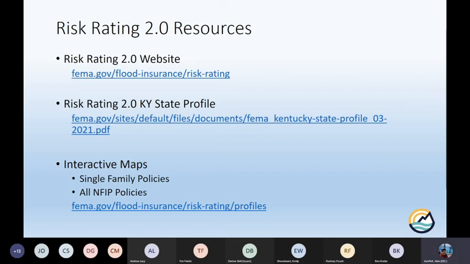FEMA has also posted some interactive maps that ASFPM has created. So you can look at single family policies or all of NFIP policies in your county and see, again, what kind of change you are expecting. So 40% are going to see a decrease, 53% are going to see a 0 to 10 increase, and so on. So you can look at that at the county level. On those interactive maps, you can even select that you are only interested in Kentucky and look at that. And again, compare your county to some of the surrounding ones.